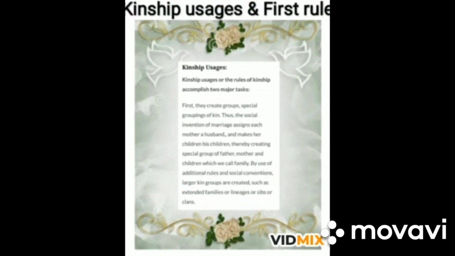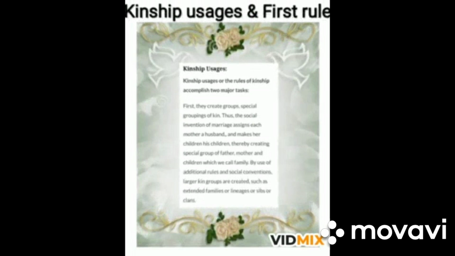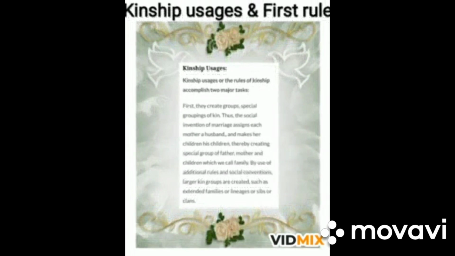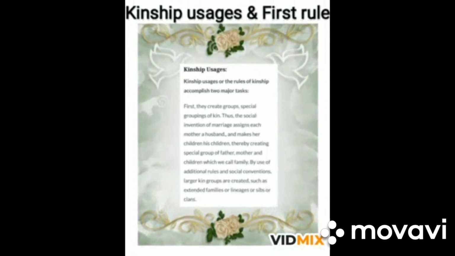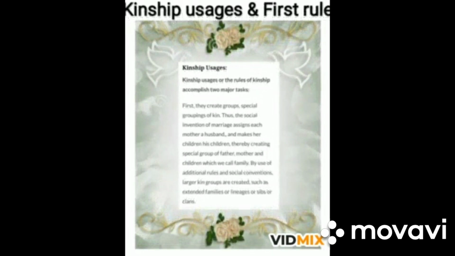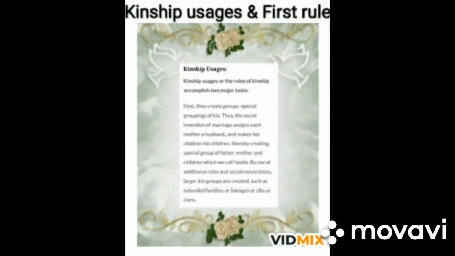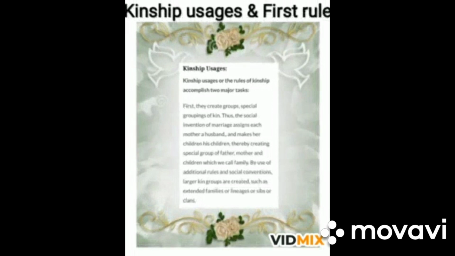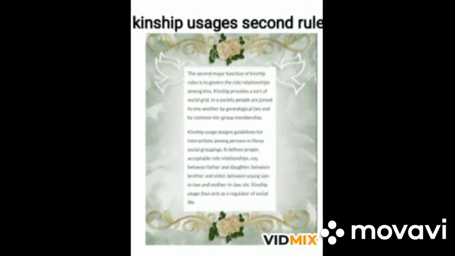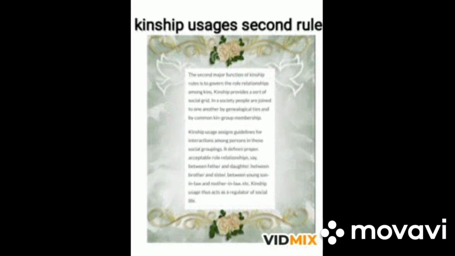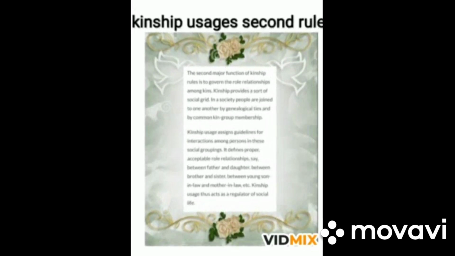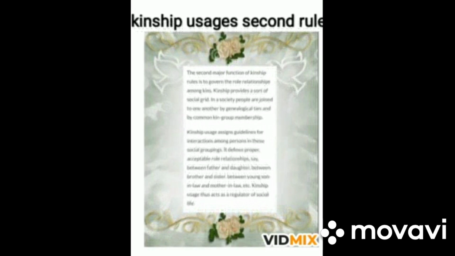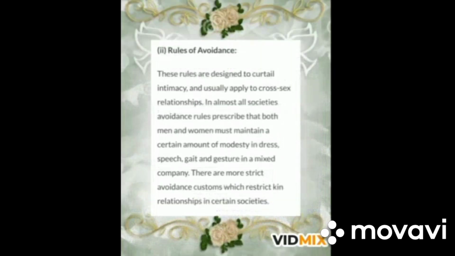Kinship usages or the rules of kinship are significant in understanding the kinship system as such. Kinship usages serve two main purposes. Firstly, they create groups or special groupings of kin. Example, family and extended family. Secondly, the kinship rules govern the role of relationship among the kin. Kinship usage provides guidelines for interaction among persons.